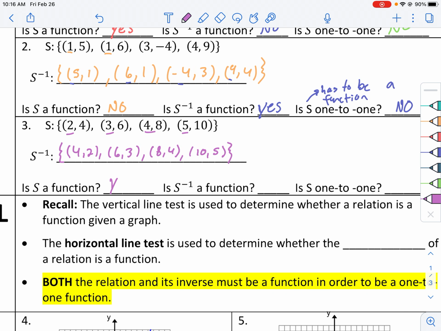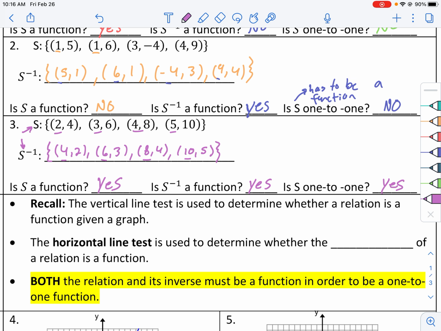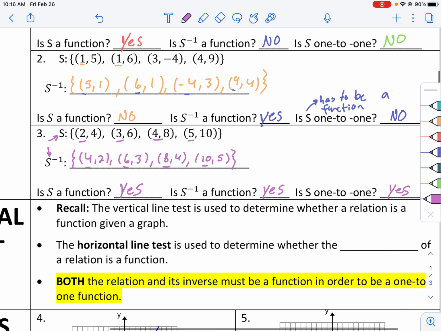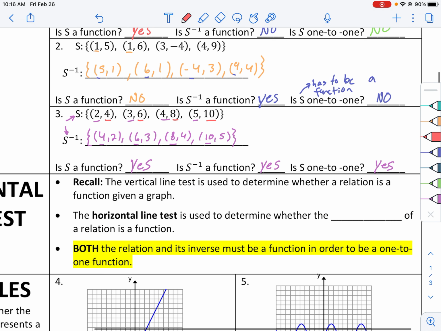So is S a function? We have 2, 3, 4, and 5. So yes, it is a function. Is the inverse of S a function? We have 4, 6, 8, and 10. Yes, also a function. Is it 1-to-1? In this case, because both of them are functions, this tells us that it is 1-to-1, because all of the y values from the first one become the x values in the second one. So if we said none of the x values repeat in either the first relation or its inverse, then the relation is 1-to-1. All right, and you can go back through and look at the y's. We have 4, 6, 8, and 10. None of the y's repeat themselves. They're all unique.